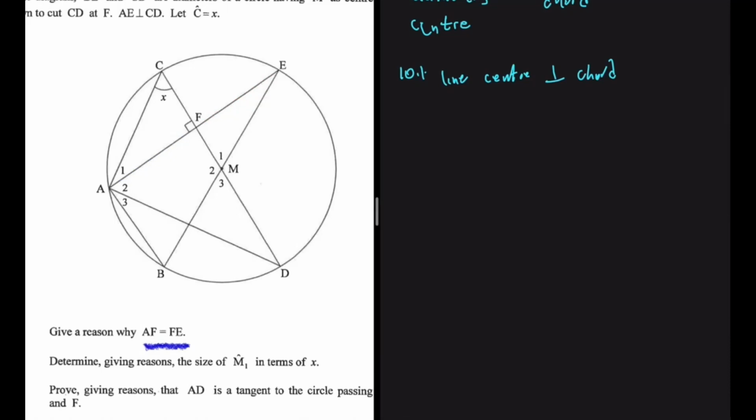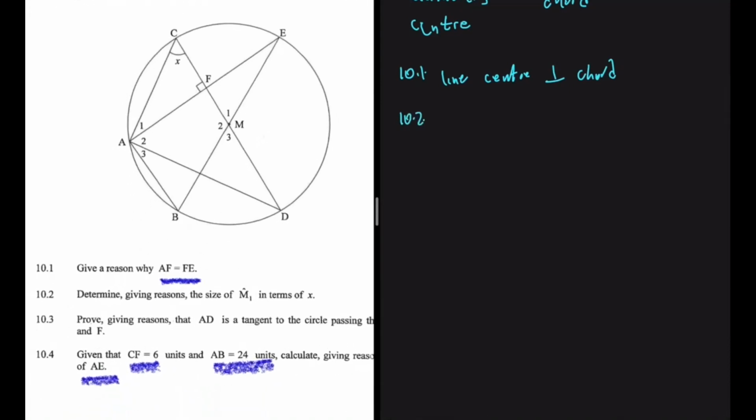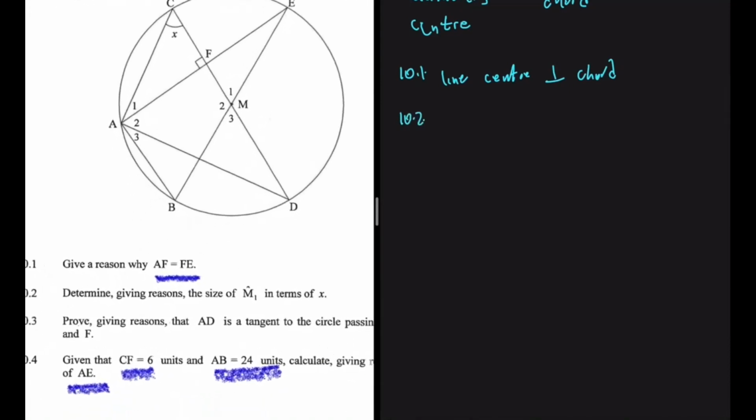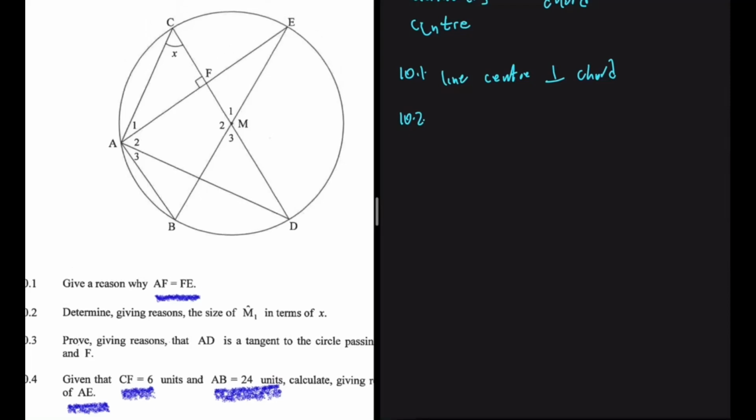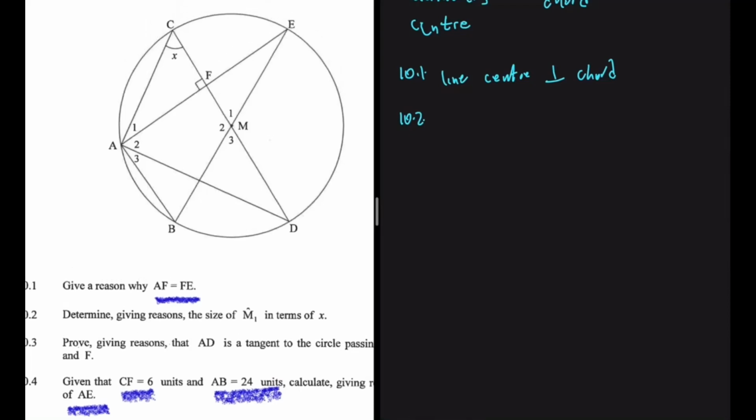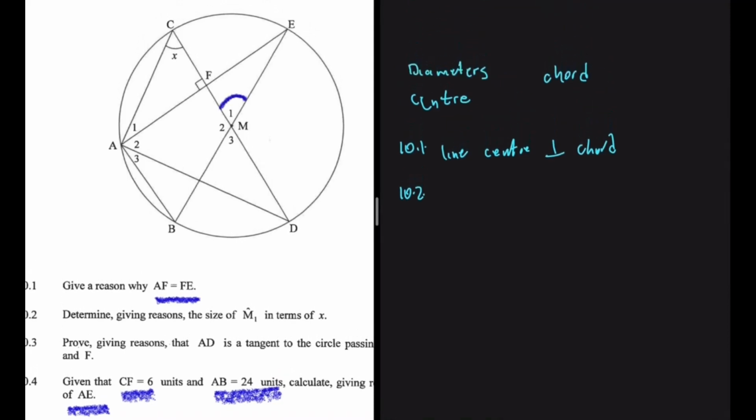And then 10.2, let's look at what 10.2 is saying. It's saying let's determine, giving reasons, the size of M1 in terms of X. So where is M1? M1 is right here, right? Now let me look at my keywords and see if I can determine M1 using them. It has nothing to do with the diameter, so I cannot use that, right? And then now let me go to center.